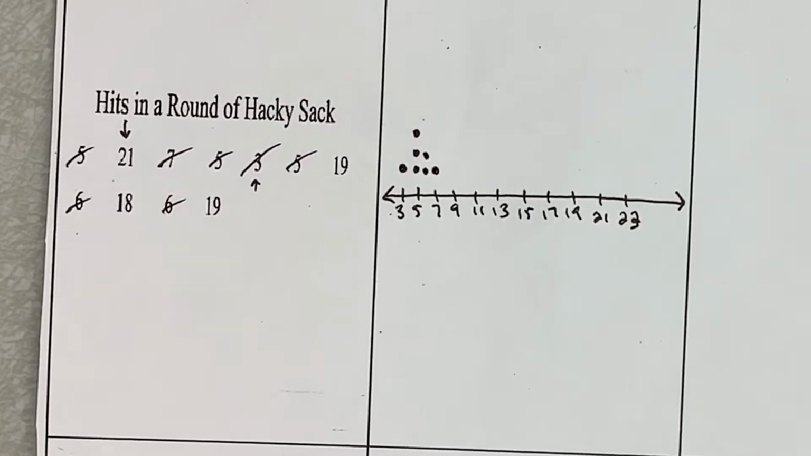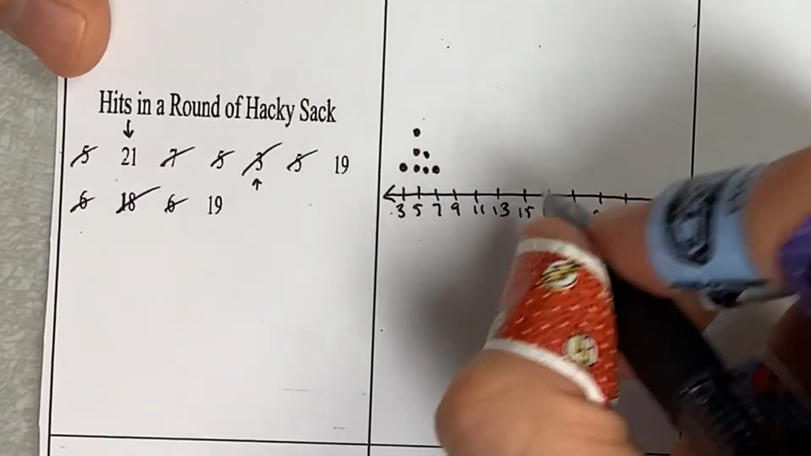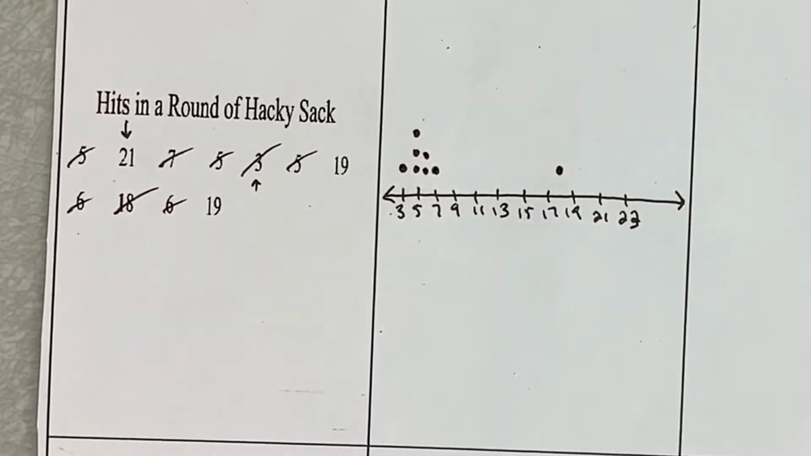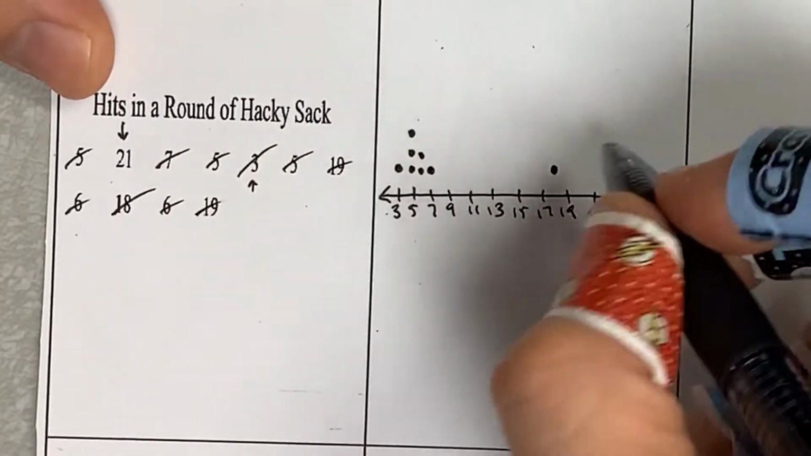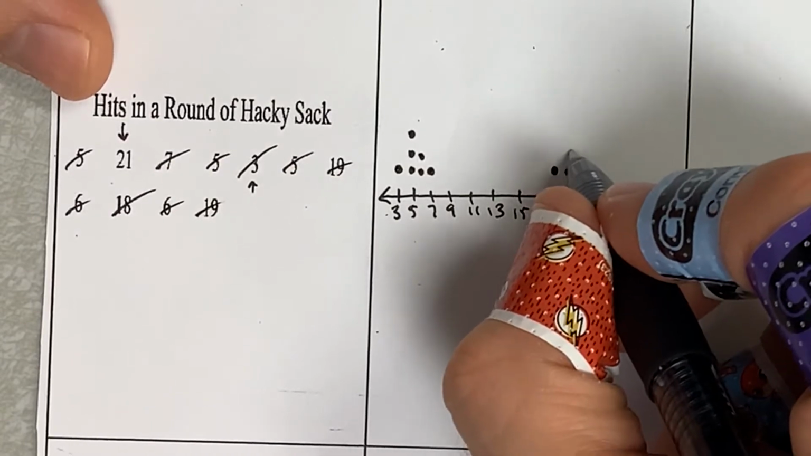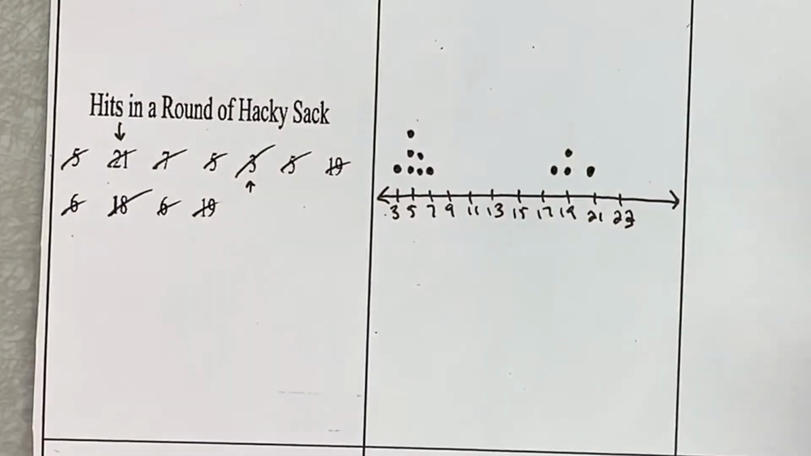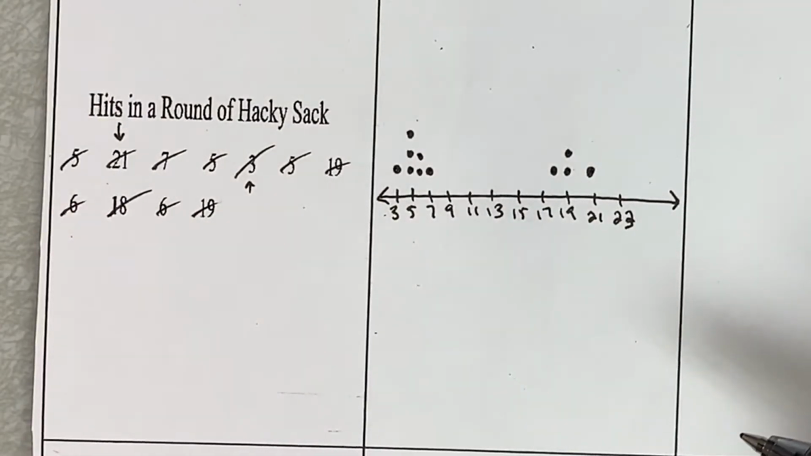What's next here? It looks like 18. There's 1 18, so I found 18 in between 17 and 19. I give it a dot. I have 2 19s, so I give 19 2 dots. And then I have a 21. Give 21 a dot. So notice I just made a number line and I put the number of dots above each number, how many times it repeated. And that's it. That's a dot plot, guys.